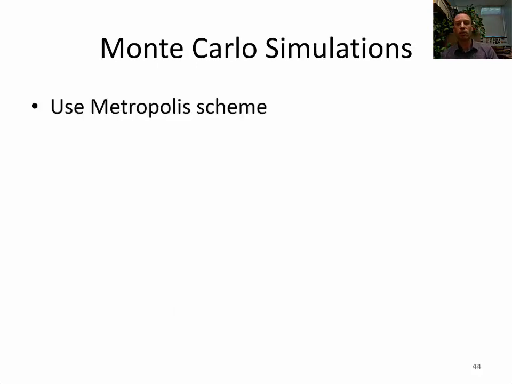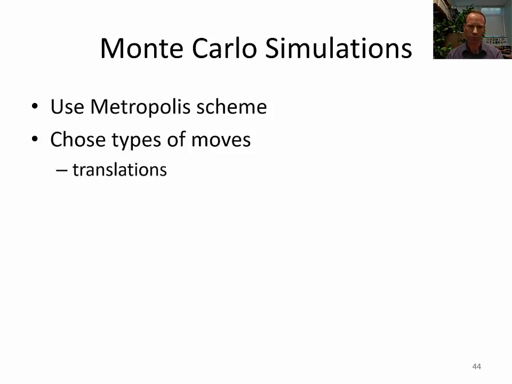So, Monte Carlo simulations for biomolecules will all use the Metropolis scheme. The first thing you actually need to do when you set up a Monte Carlo simulation is choose the type of moves. We don't want to, for example, just move atoms at random. What we might want to do is translate parts of the molecule. So we can move one bit of the molecule with respect to another bit. We might want to rotate parts of the molecule. So we might want to rotate about a backbone bond.